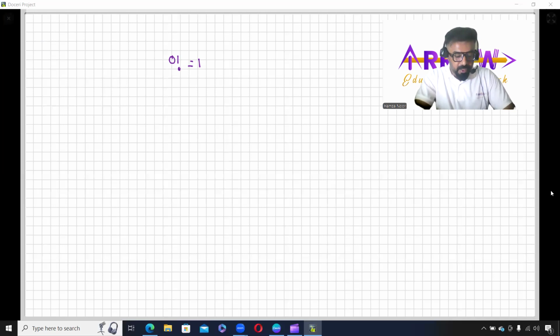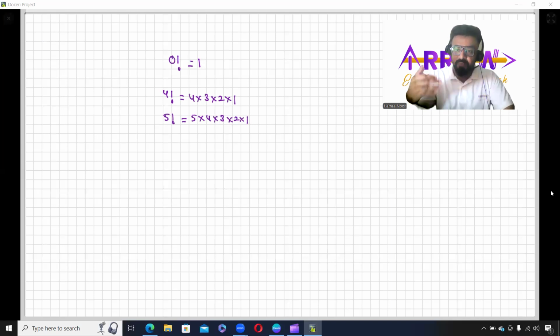As you already know, factorial is basically the symbol, the exclamation mark. So 4 factorial means 4 times 3 times 2 times 1. Let's say if I have 5 factorial, this means 5 into 4 into 3 into 2 into 1. And if I say 6 factorial, it is 6 times 5 times 4 times 3 times 2 times 1, all the way till 1.